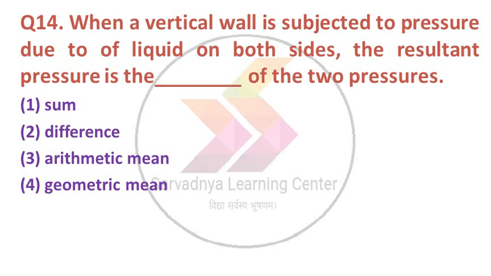Next one: when a vertical wall is subjected to pressure due to liquid on both sides, the resultant pressure is the dash of the two pressures. Option 1, sum. Second, difference. 3, arithmetic mean. 4, geometric mean. The correct answer is option number 2, difference of the two pressures.